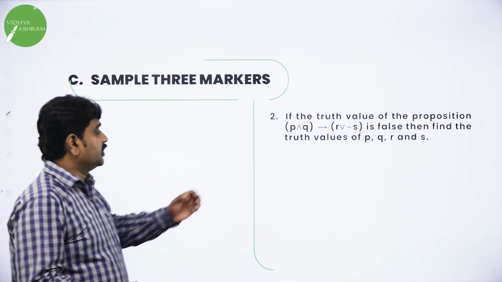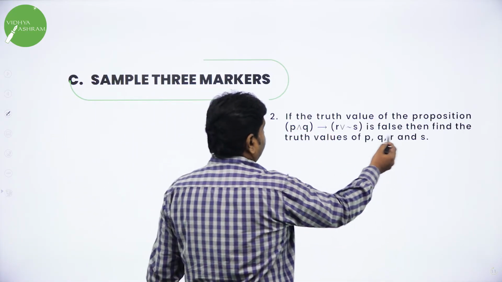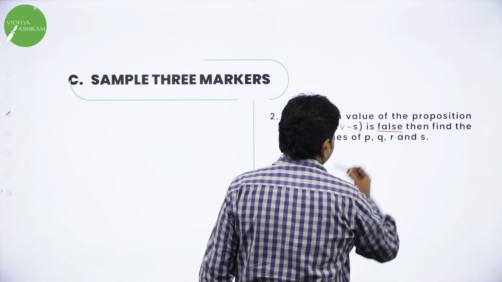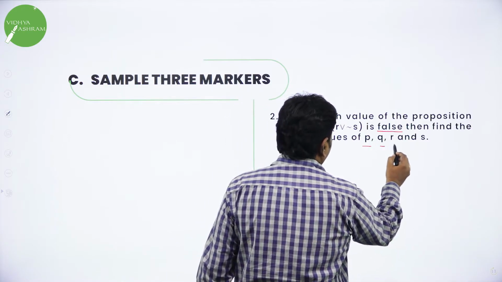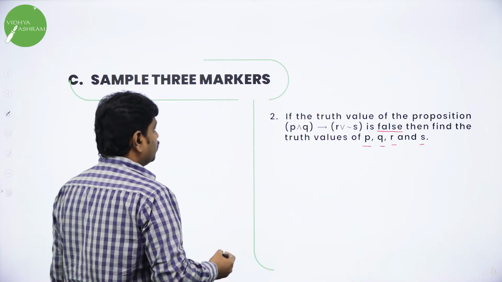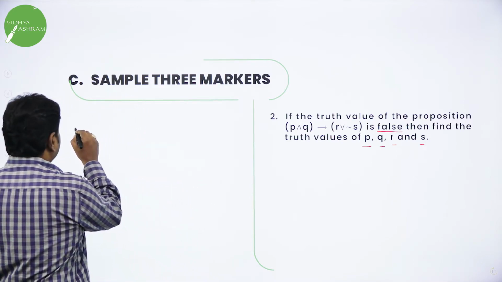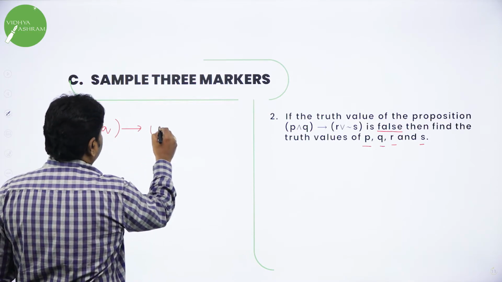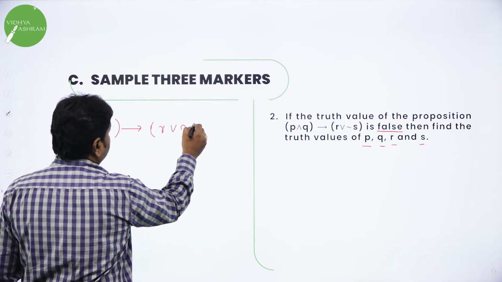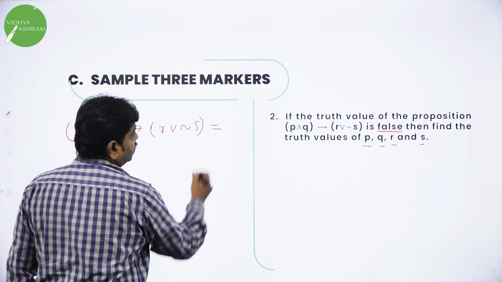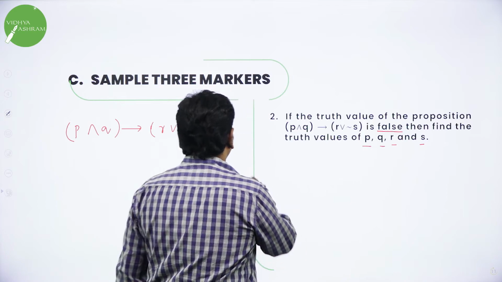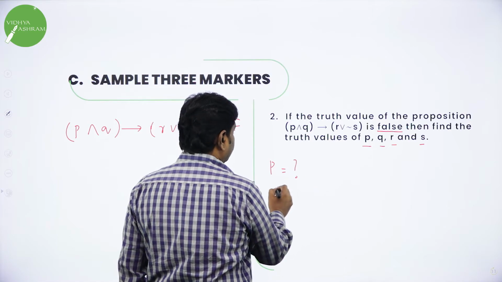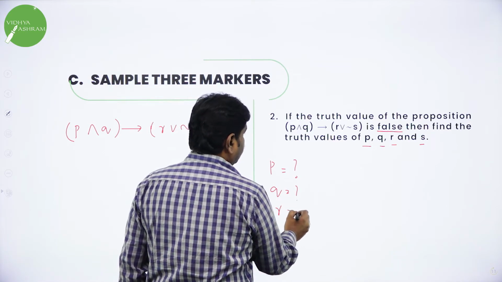In the next question, the truth value of the proposition P and Q implies R or not S is false. They give that this is false, and they want you to find P, Q, R and S. So what is given? The overall value is given as false, and they want you to find the P value, Q value, R value, and S value.